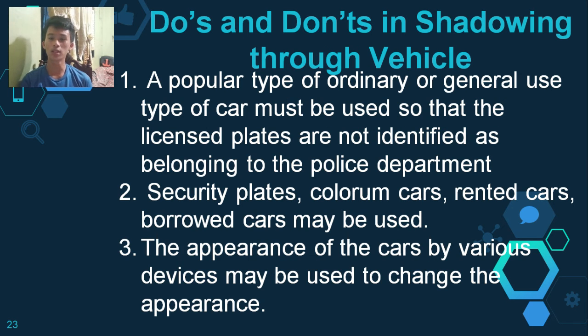So, the do's and don'ts in shadowing through vehicles. One, a popular type or ordinary, general-use type of car must be used so that the license plates are not identified as belonging to the police department. Two, for security, colorum cars, rented cars, or borrowed cars may be used.